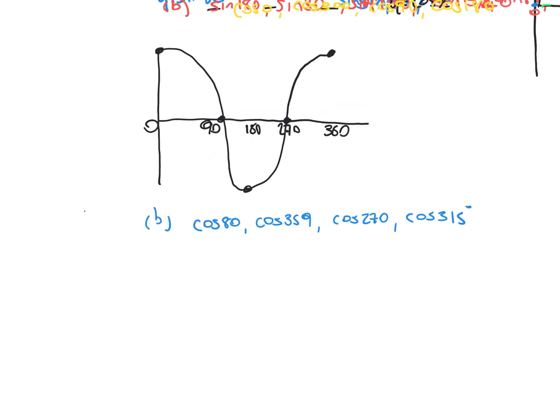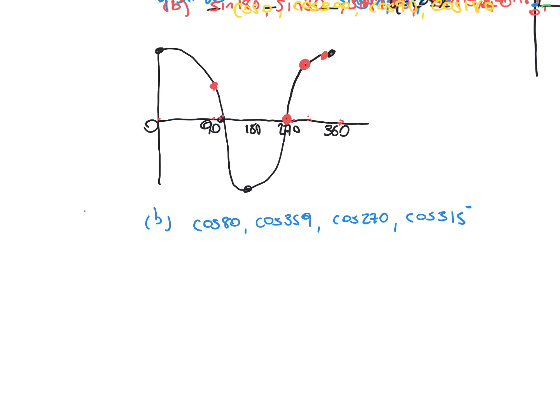Okay, let's try this one. Okay, cos 80, there's 0, there's 90, so 80 might be about along to there, up to the curve a bit there. Cos 359, well, there's 360, so 360 is there, so 359 is just going to be right beside that. Cos 270, along to 270, that's that. Cos 315, well, 270, 360, that will be about, maybe along a bit there and up to there.